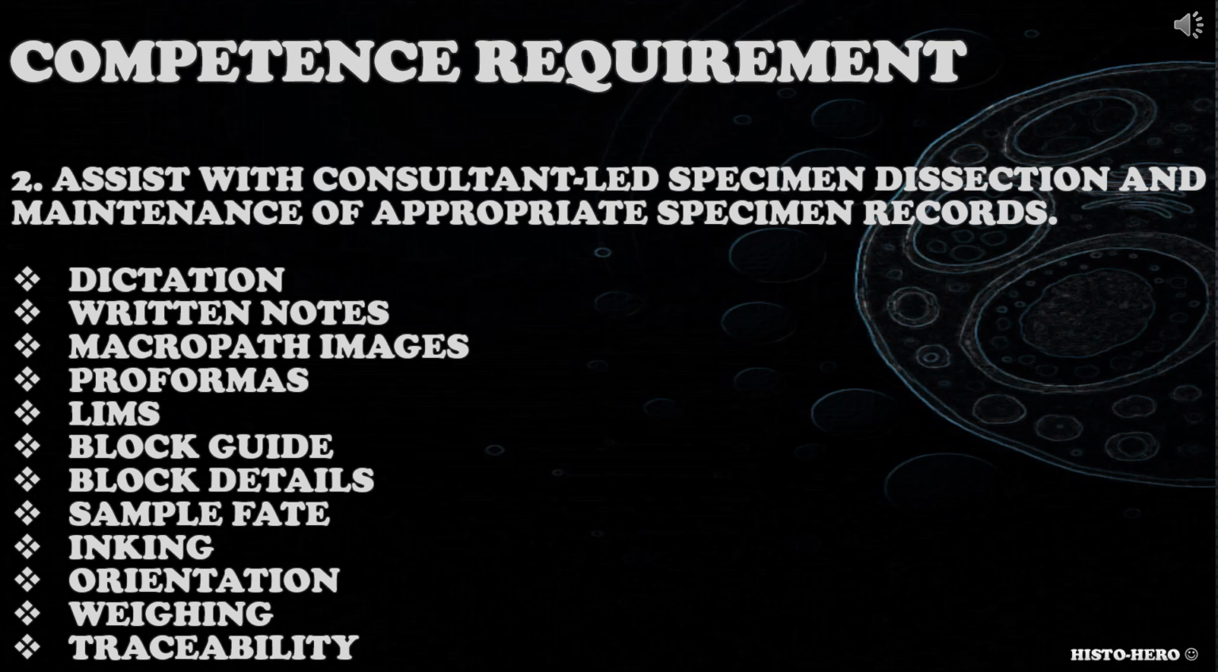The second competence requirement is assist with consultant-led specimen dissection and maintenance of appropriate specimen records. Candidates should be able to assist during specimen dissection and maintain records. How does the candidate assist pathologists or dissectors during dissection? How do they maintain appropriate specimen records? When addressing this competence requirement, candidates could consider electronic dictation, written notes on the form, macropath images, proformas, LIMS system, block guide, block details, specimen fate following dissection, inking of specimen, specimen orientation, specimen weighing, traceability of the sample following dissection and so on.